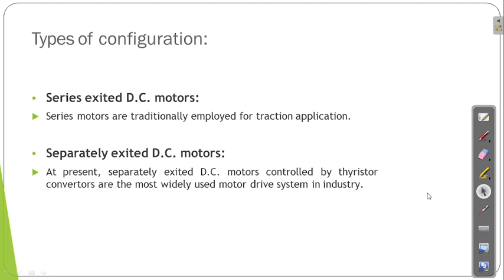Let's see the types of configurations. There are two main types of DC motors: series excited DC motors and separately excited DC motors. Series excited DC motors, as series motors, are traditionally employed for traction applications. At present, separately excited DC motors controlled by thyristor converters are the most widely used motor drive system in industry.